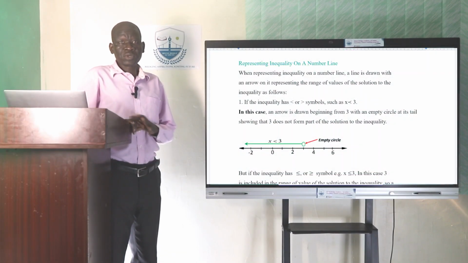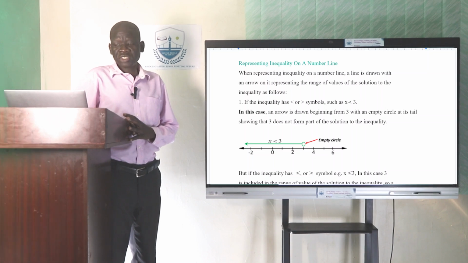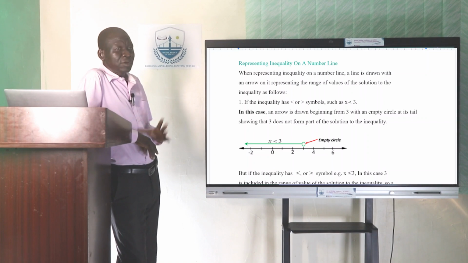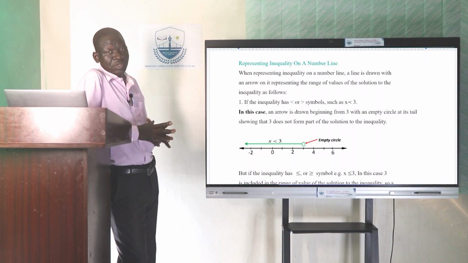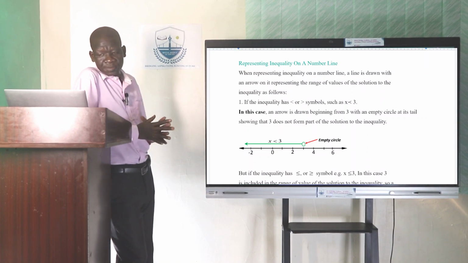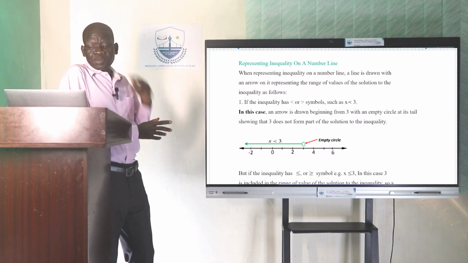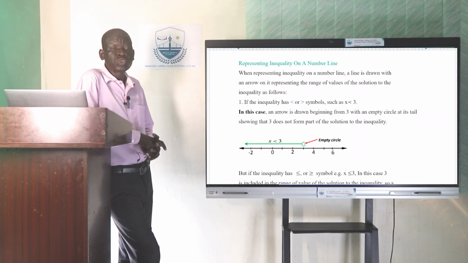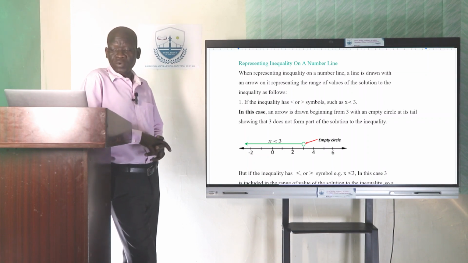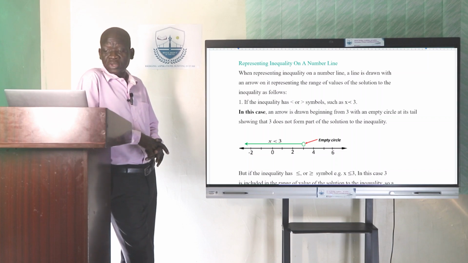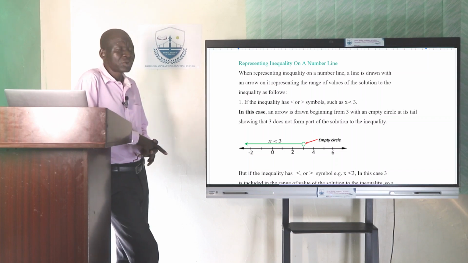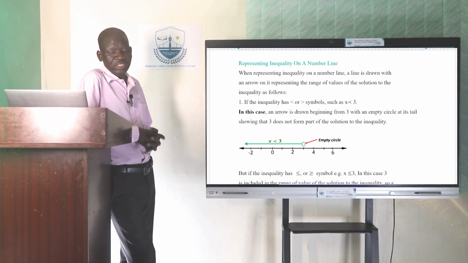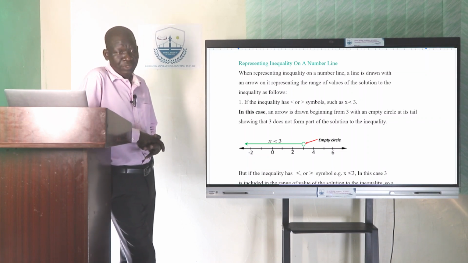Right now, we are going to look at representing inequalities on a number line. When representing inequalities on a number line, a line is drawn with an arrow on it representing the range of values of the solution to the inequality, as follows.